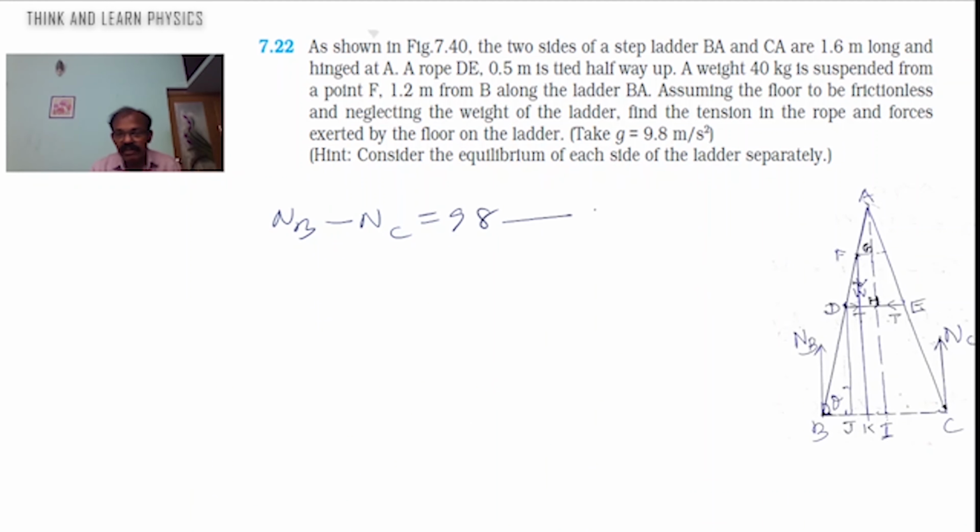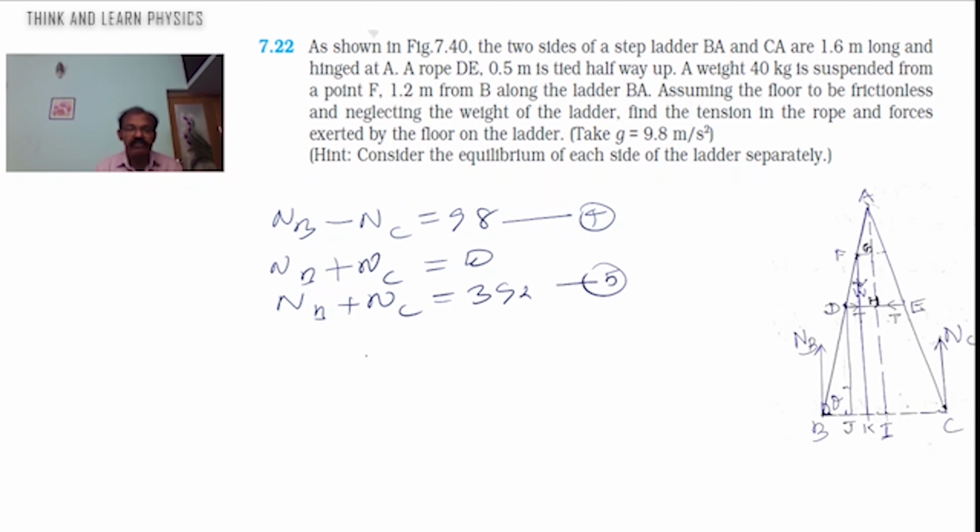This is relation 4. Now the downward force is W and the total upward force is NB plus NC. So we can equate the magnitudes of the two forces acting in opposite directions. NB plus NC, the sum of the upward forces, is equal to the total downward force, that means W. Or we can write NB plus NC equals 392. This is relation 5.